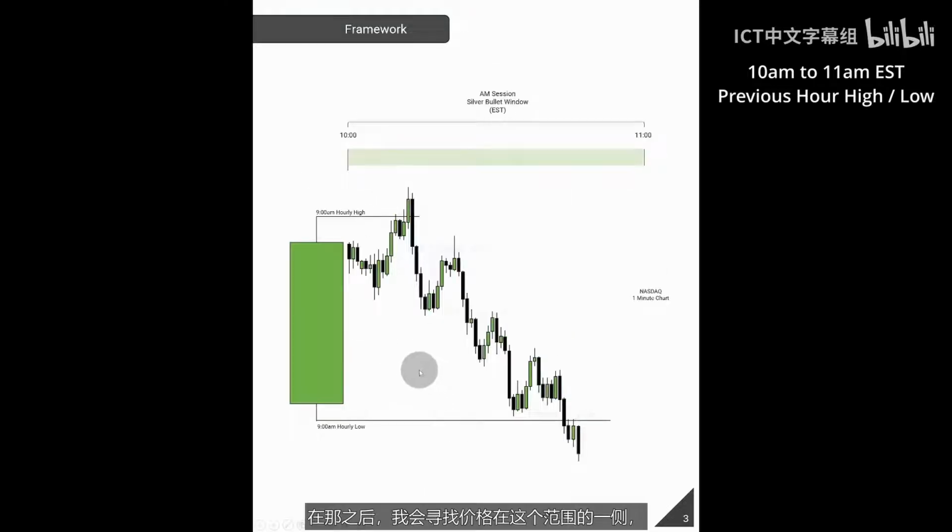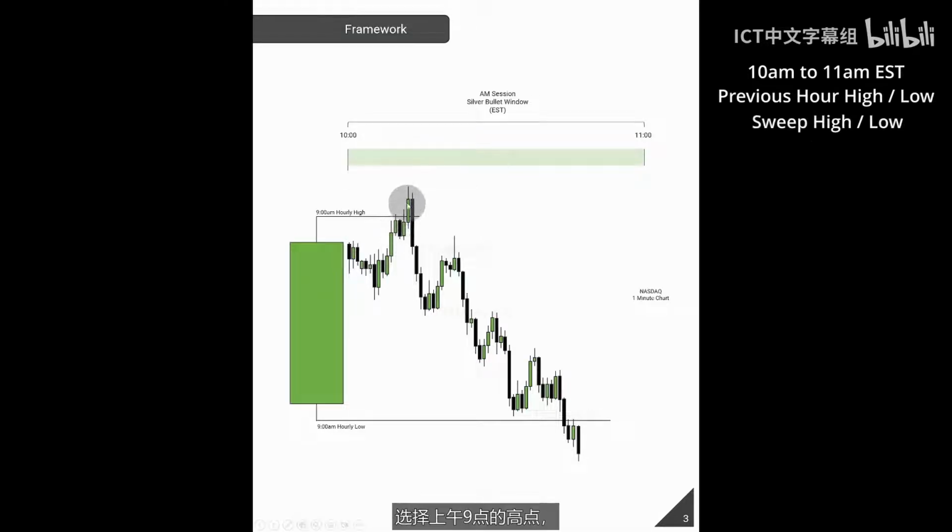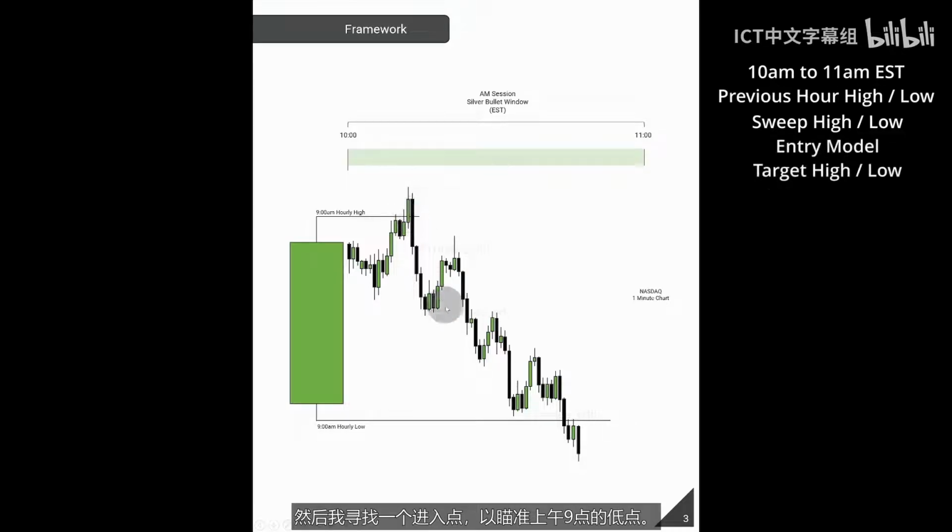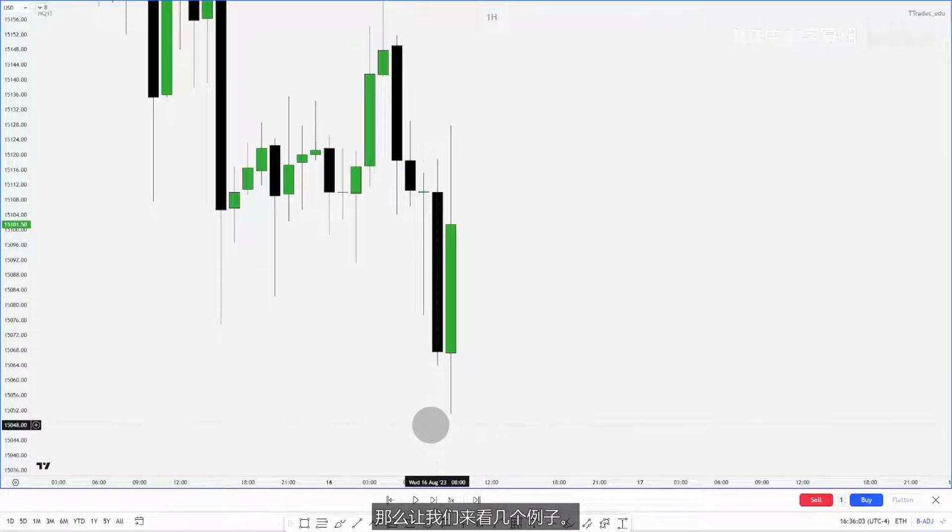After that, I am looking for price to take one side of this range. So in this case, it takes the 9 a.m. high, and then I look for an entry to target the 9 a.m. low. Similarly, if we were to take the low of this candle, then I would look to be targeting the high. Now these entries have to fall within the 10 to 11 a.m. window or I will not be looking for them. So let's take a look at a few examples of that.